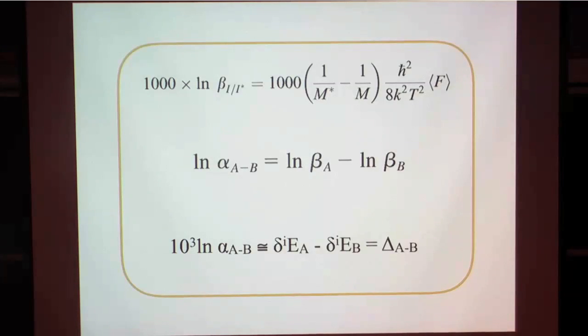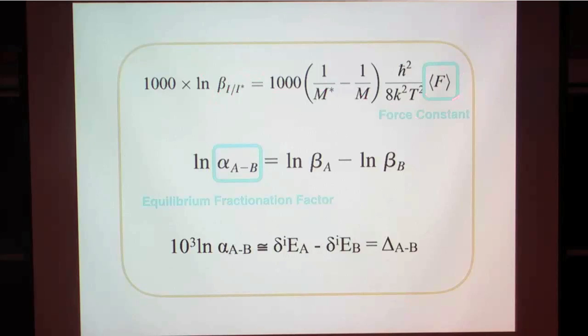And what you get, so this is a very similar equation to the Bigeleisen and Mayer one. And it has a force constant value, okay? And that force constant is what you measure at the synchrotron. And so that force constant then gets, the equation is very simple for getting the beta, which is the isotope fractionation factor, okay?